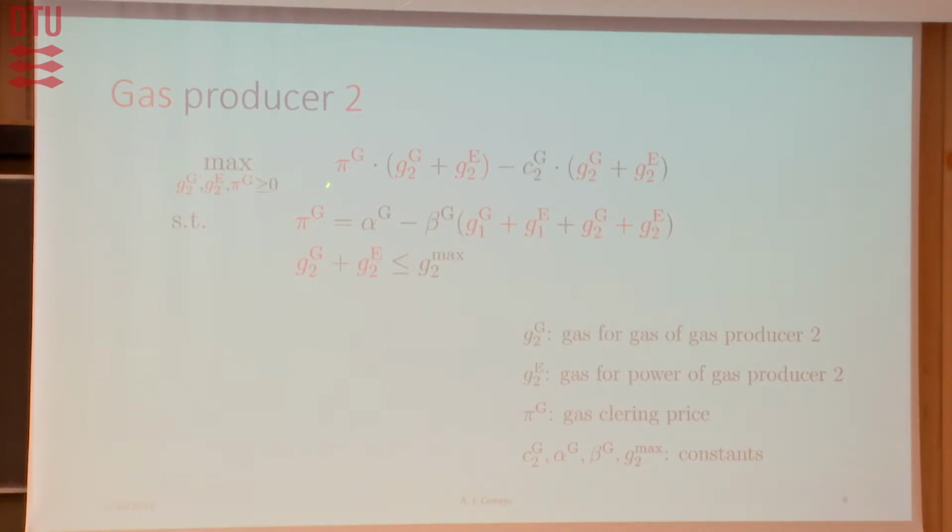Because I have it here, so it's a variable of the problem. Let's say we can call G1 and G2, G and E, the decision variables, what the producer decides. But this is also a variable of the problem because it's there. So it's like the flow in a power flow.